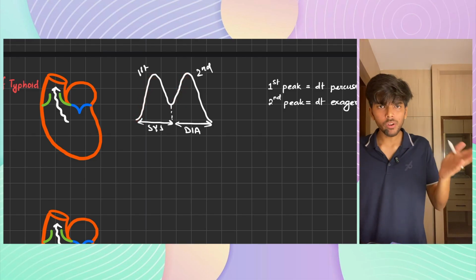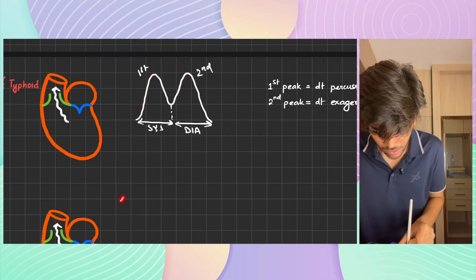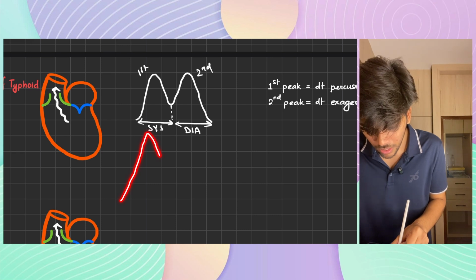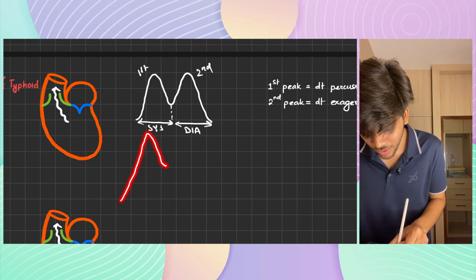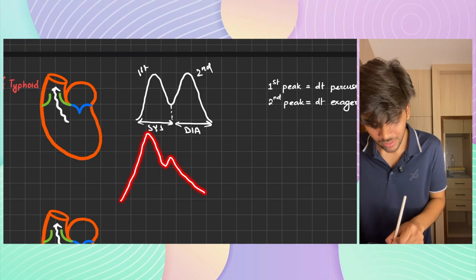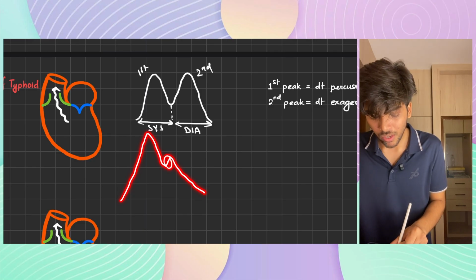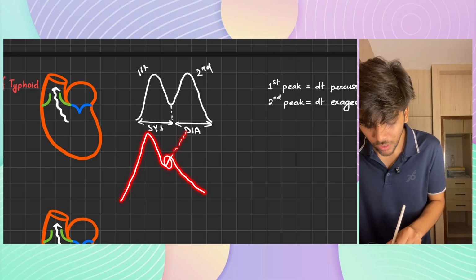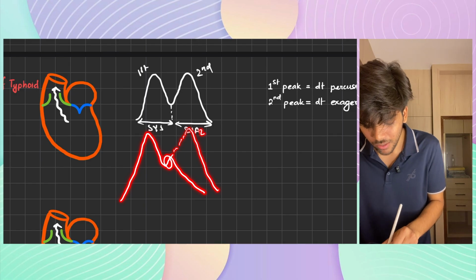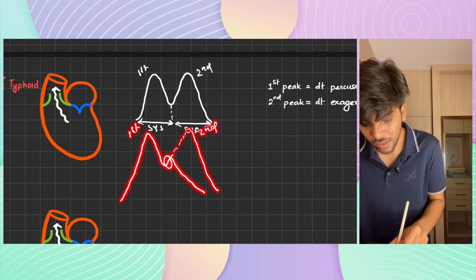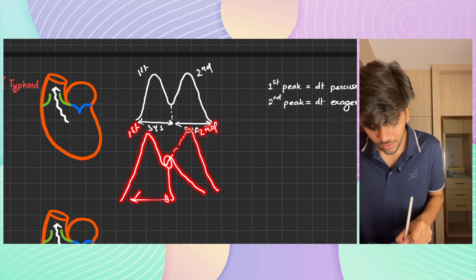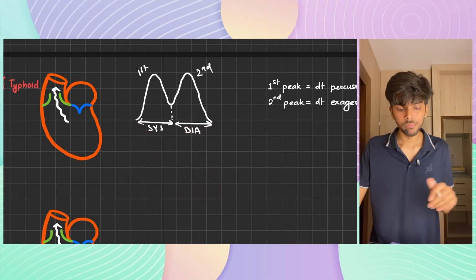See, if you remember your normal wave, this is what it looks like. Percussion wave, fall, dicrotic notch, and a dicrotic wave and a diastolic runoff. If I grab this dicrotic wave and produce it forward, will I not get a second peak? That is exactly what is happening here. So one is in systole and the other is in diastole.